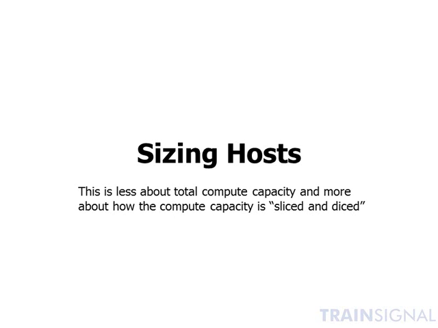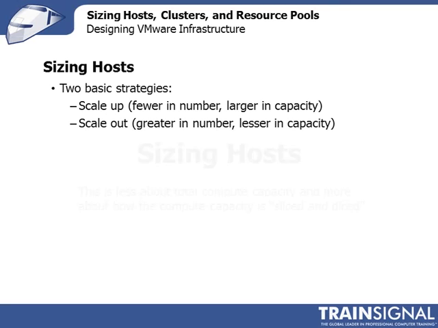Recall from the logical compute design lesson that we already arrived at an aggregate CPU capacity number. We already know the total compute capacity number. We already know the total RAM capacity number. And we got that from an assessment of the current environment or an assessment of the applications that we're going to run in here. Now we need to decide in the design how we are going to implement that total aggregate number. And we have two basic strategies we can follow. We can use a scale-up strategy, or we can use a scale-out strategy. A scale-up strategy means fewer hosts, but those hosts are larger in capacity. A scale-out strategy means more hosts, but each host is smaller with regards to total capacity.